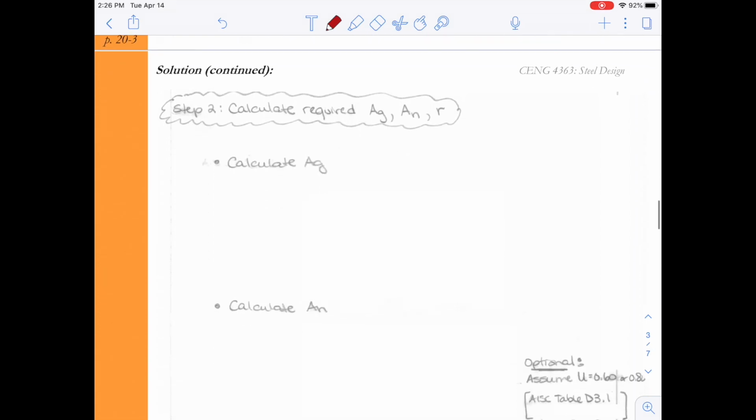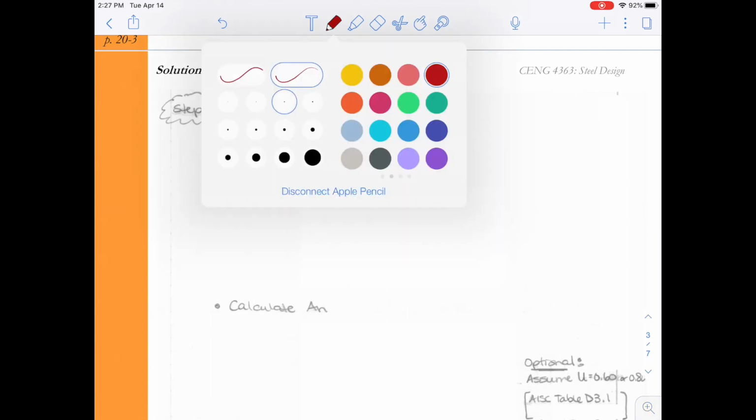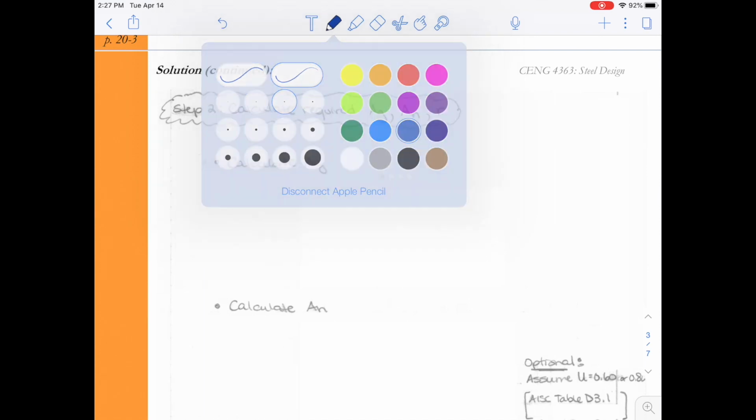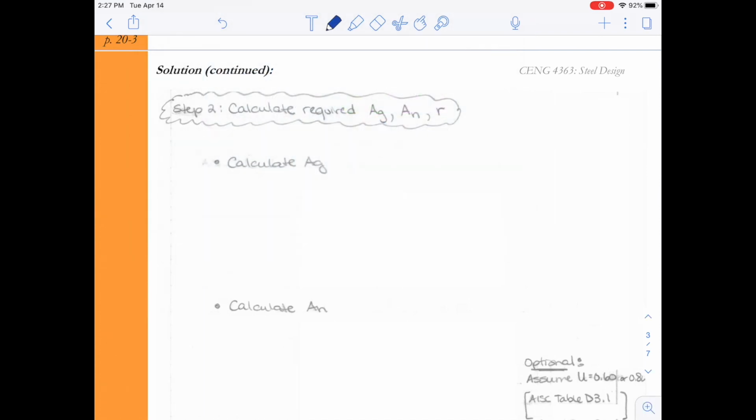All right, so now that we have the required design load, we can go ahead and try to get a feeling for what kind of gross area our member needs, what kind of net area the member will need, as well as the radius of gyration required to prevent unwanted vibrations.